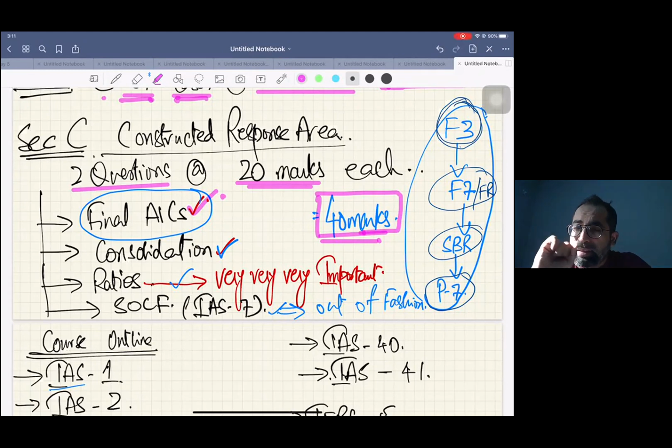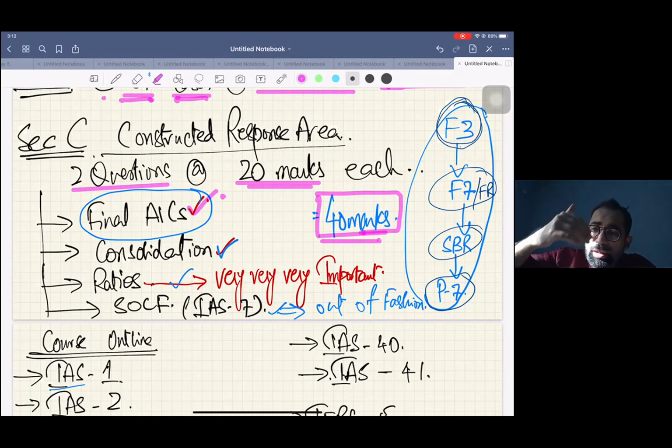Now wait, traditionally, years back, the final account question was like this: the trial balance is given and 5 adjustments are given. So you need to make the SOCI, that is the income statement, and the SOFP. This was the simple requirement.